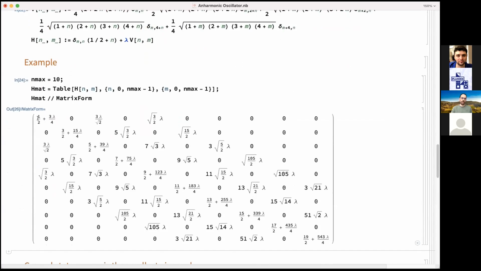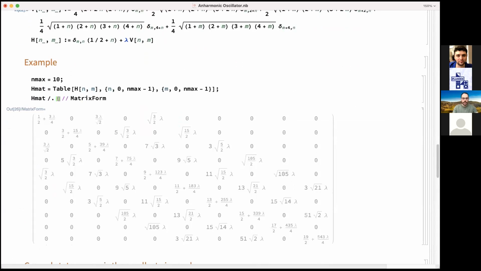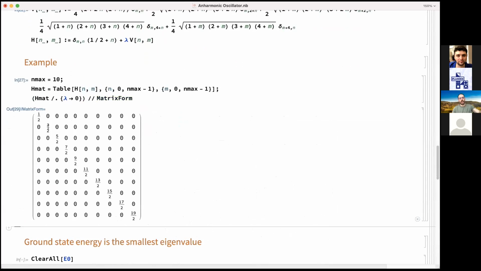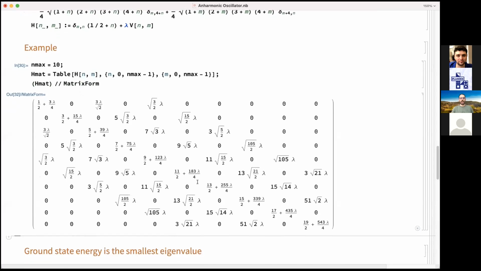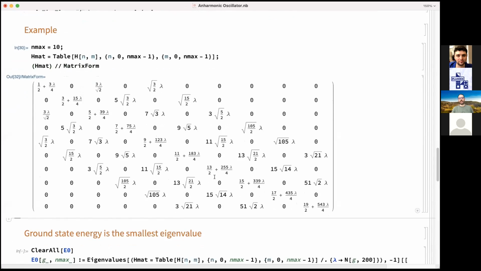You see that in the diagonal, if you set lambda to 0, I just have the diagonal of the harmonic oscillator: a half, 3 halves, okay, a half plus integers. And if you introduce the perturbation, because you have (a plus a dagger) to the fourth, there are some off-diagonal elements, and that's how the matrix looks. Okay, and now we can just ask Mathematica to compute the lowest eigenvalue of this matrix.